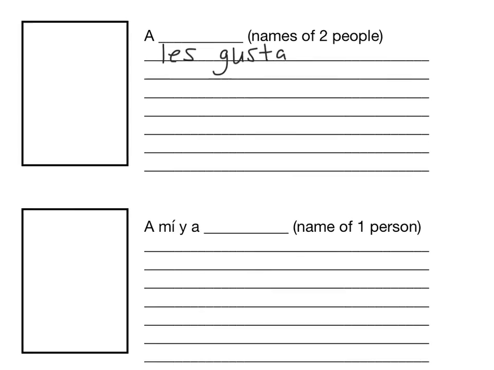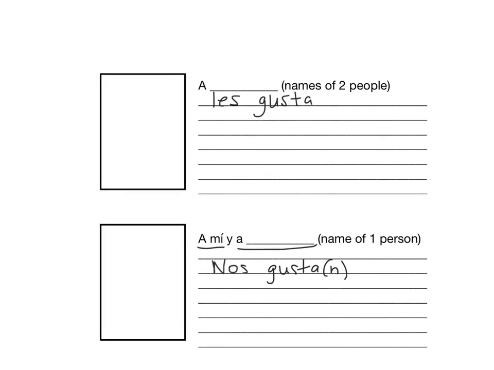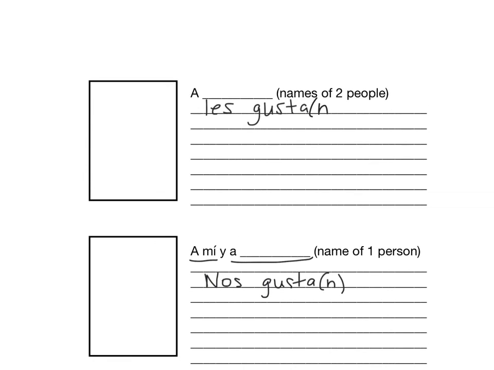And then a mí y a. So now we're saying a mí, that's to me, and to someone else. If it's me and someone else, who is that? Well, that's we, right? So on our gustar form, you're looking at nos gusta. Or gustan, right? I should go back up here and put gustan. It depends on what clothing you're picking, what clothing you're picking that you like, right? Whatever you like after this is going to determine whether you need the n or not.